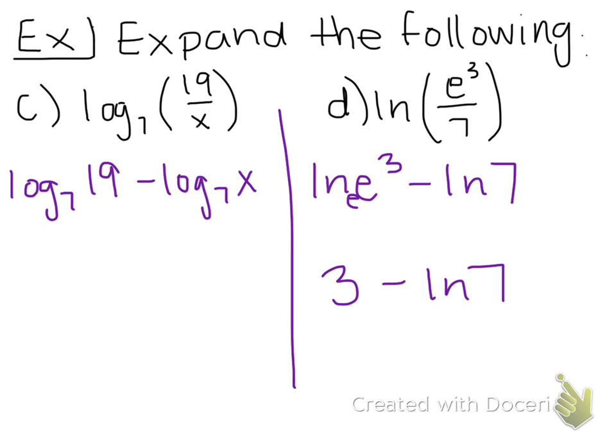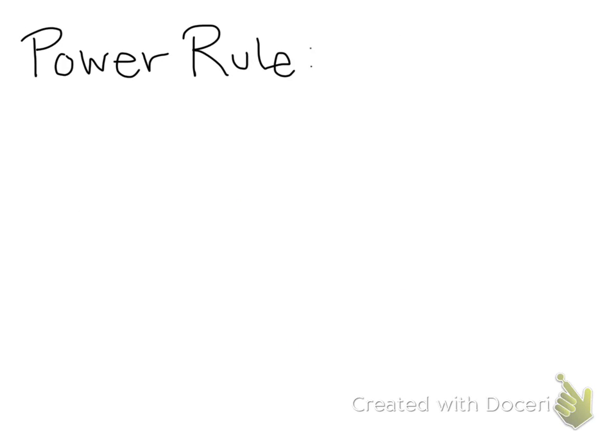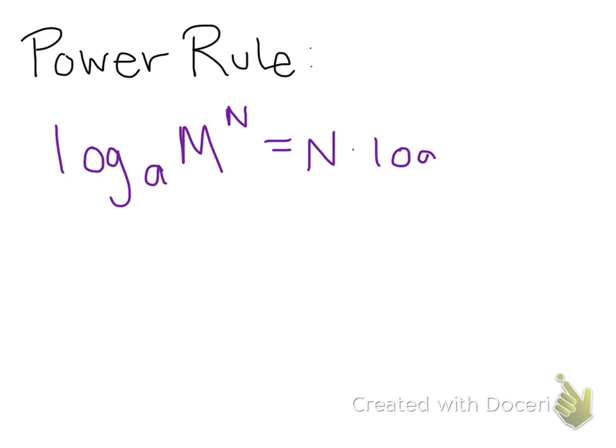Alright, so now we're going to discuss a different rule, and this is called the power rule. The power rule says if I have log base A of m raised to the n power, that's the condensed version. The expanded looks like this. The exponent comes out front, and it's times log base A of m. So we're going to go through a series of examples using all three rules.